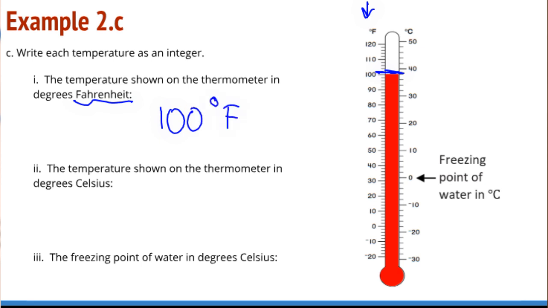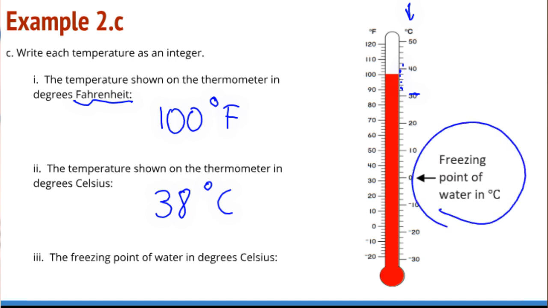The temperature shown on the thermometer in degrees Celsius. So now I'm shifting from the Fahrenheit scale to the Celsius scale, and I can see that I've got 30 right here, 32, 34, 36, 38, 40. I'm counting by twos. So we're at 38 degrees Celsius. And the freezing point of water in degrees Celsius. Well, it's pointing right at 0 degrees. So the freezing point of water in degrees Celsius is 0.